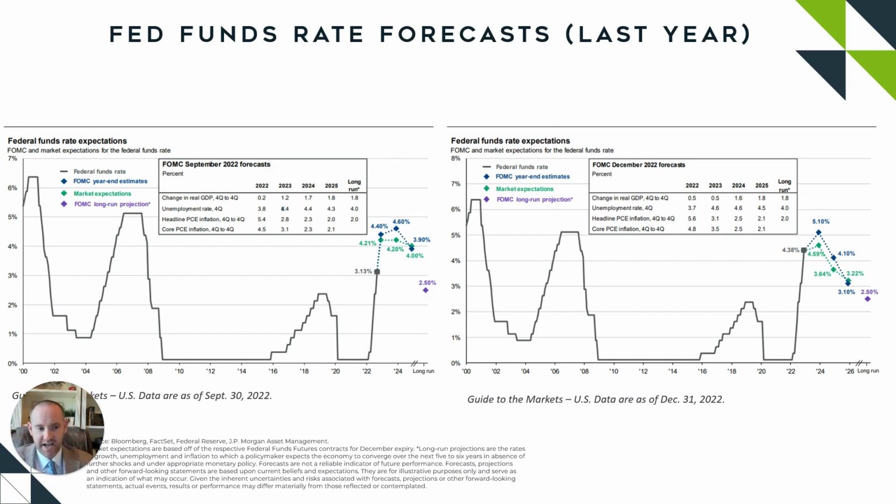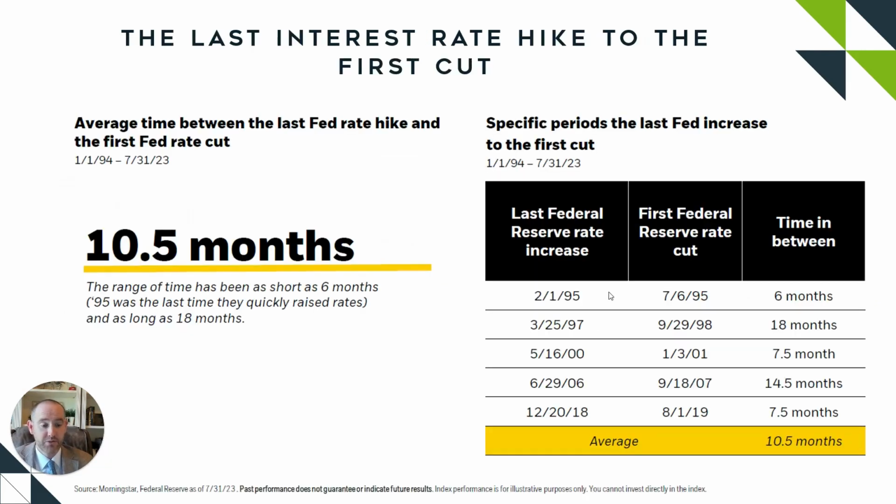So again, I highlight these two charts just to say that the Fed is not infallible. These estimates change on a regular basis, and they're essentially estimates. So if we get down 12 months from now and it turned out the Fed was entirely wrong and the market was entirely wrong, well, it wouldn't be all that surprising. It certainly wouldn't be the first time that the Fed or the market has been wrong on this topic.